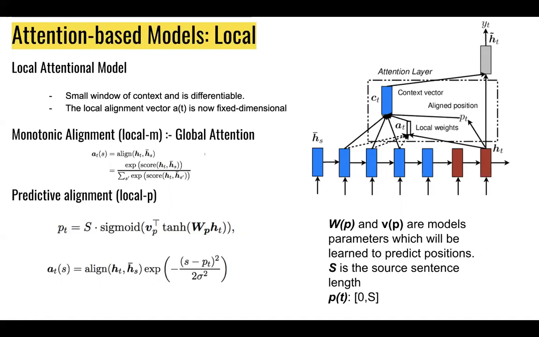So the second, this local model, the alignment vector, is not fixed dimensional. And there are two kinds of alignment here. First is the monotonic alignment, which is the same as the global attention. Second is predictive alignment. Here, it uses the WP and the VP to help predict the position of P. And it also uses the Gaussian distribution function to favor the position of PT. And S here is the sentence length, and the PT's positions belong to 0 to S.